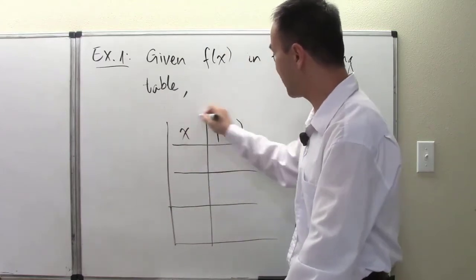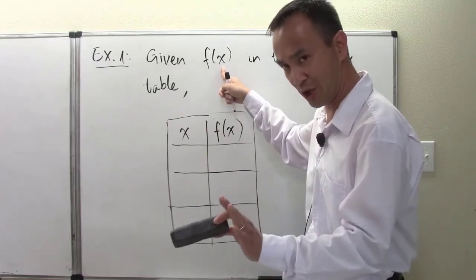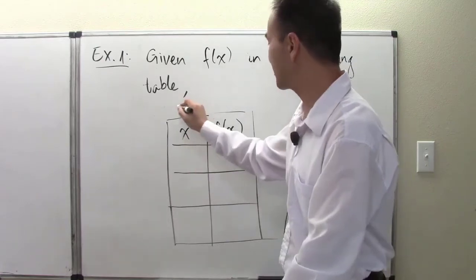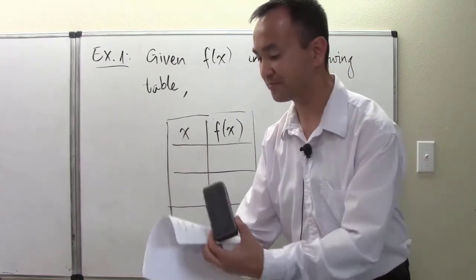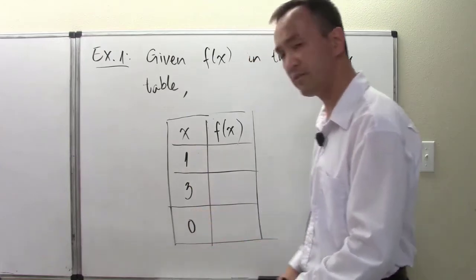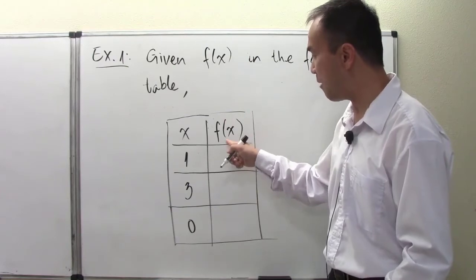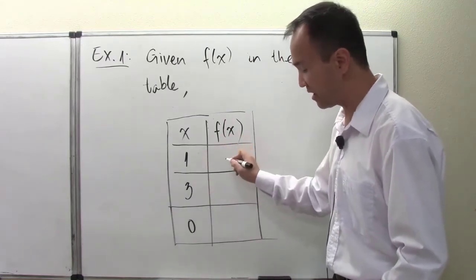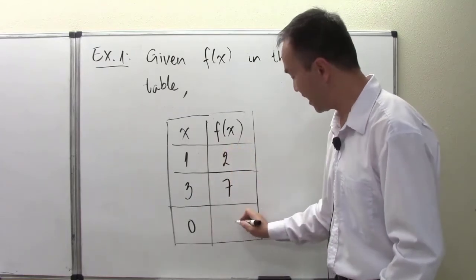Clearly speaking, the x column, the way the notation is indicating, is the input. I'm going to look at a few inputs over here: 1, 3, 0. This table represents that the output f of x, when input x equals 1, gives me a 2, and for 3 it gives me a 7, and for 0 it gives me a 1.